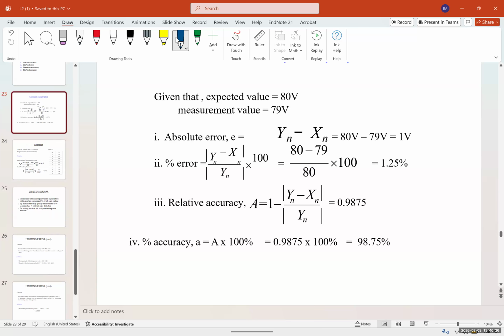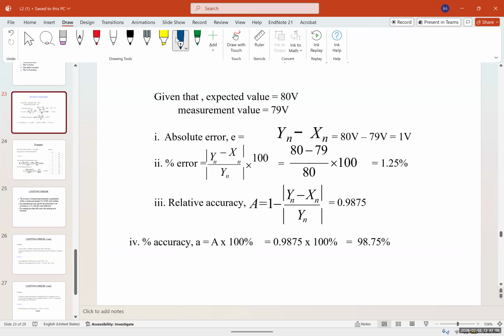So the absolute error obviously is going to be the true value minus the measured value, which is going to be 1 volt. The percentage of that is going to be 1 divided by 80 times 100, which gives you 1.25%. Relative accuracy, you can just subtract that from 100%. So the relative accuracy is going to be 1 minus, or in other words, the measured over the true value, which gives us 0.9875, and the percentage of accuracy is going to be 98.75%.